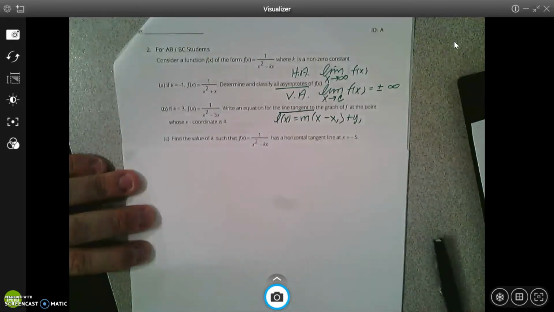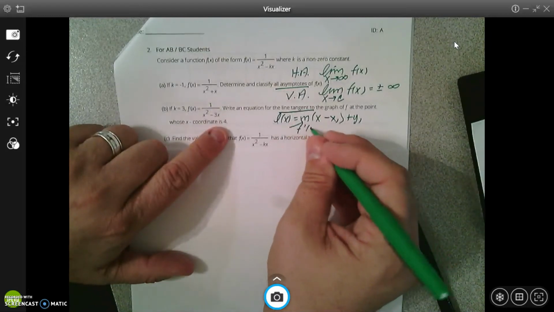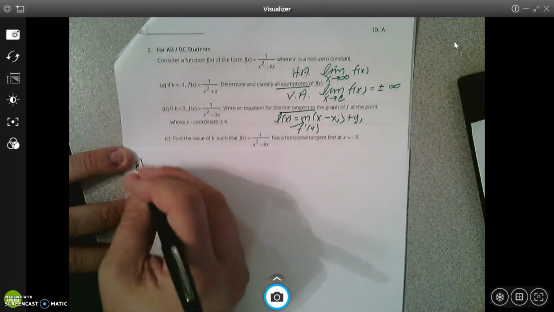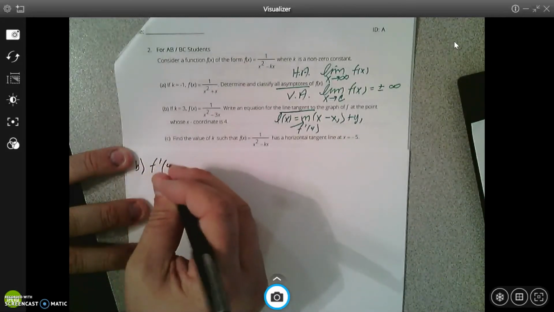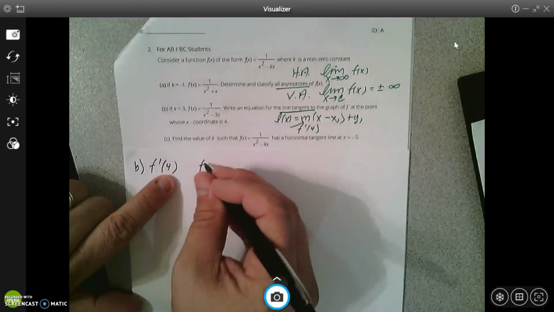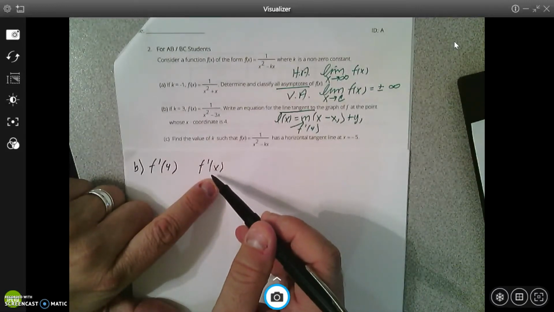The slope is the value of the derivative at the given point, so f prime of 4. So in part B, I want to find f prime of 4. That's a two-step process. The first step is to find f prime of x, find the derivative. Well, how am I going to find the derivative?